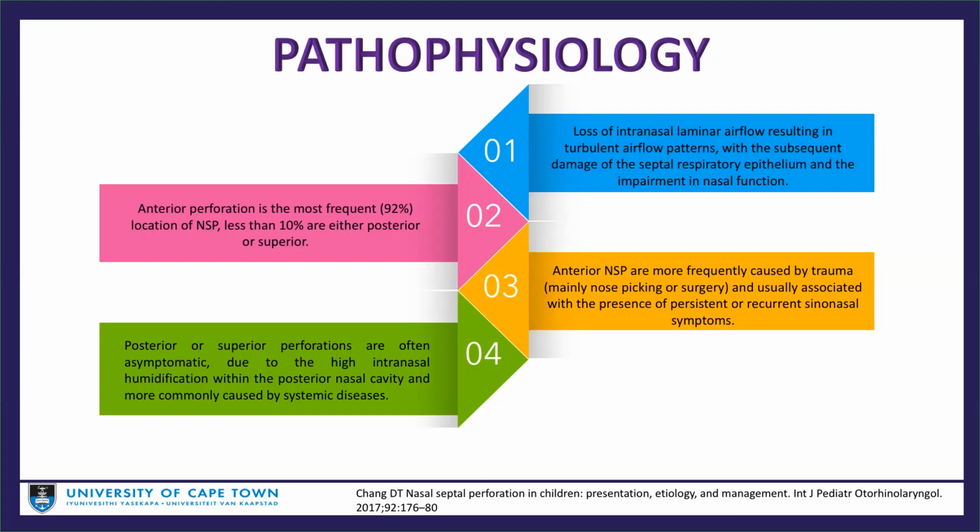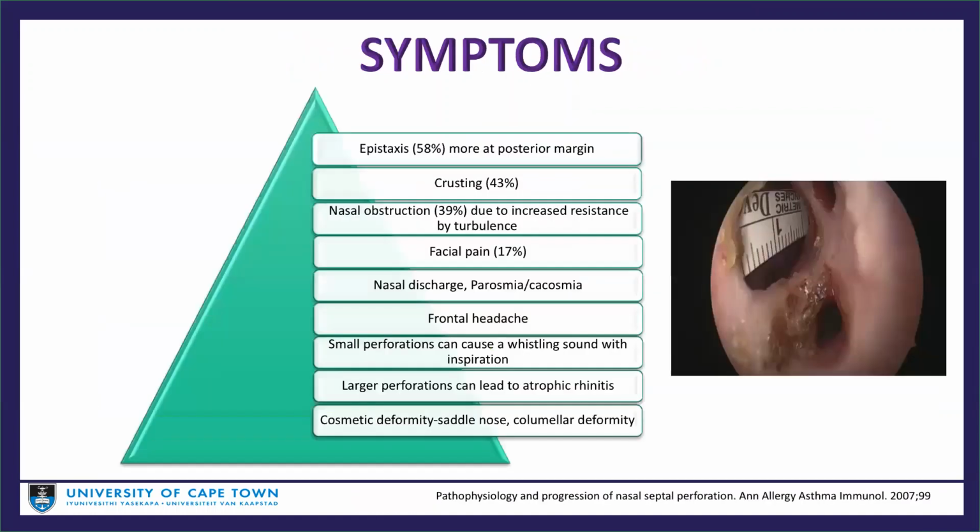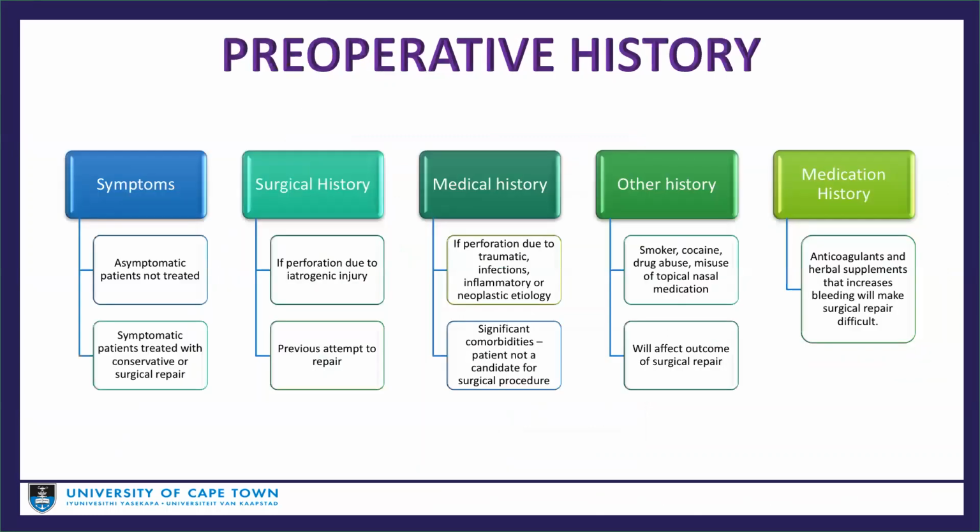Now, why do symptoms occur is because with the perforation, there's a loss of intranasal airflow, and this results in turbulent airflow, leading to subsequent damage to the epithelium and impaired nasal function. Hence, patients will present with epistaxis, crusting, nasal obstruction, facial pain, nasal discharge, frontal headache. Small perforations can lead to a whistling sound, and large perforations can lead to atrophic rhinitis. Sometimes we can even observe cosmetic deformity, such as saddle nose and columnar deformity.